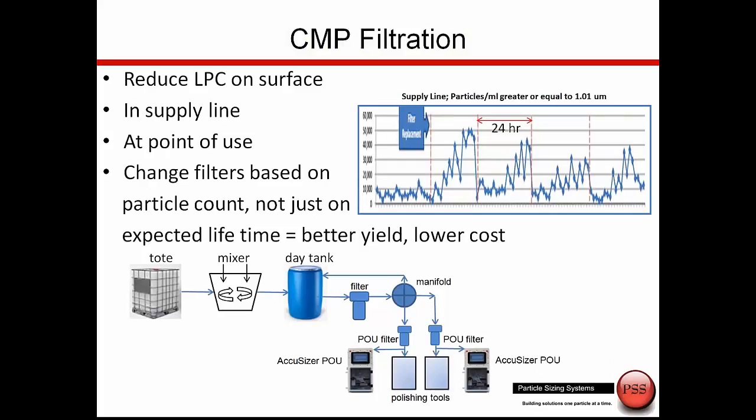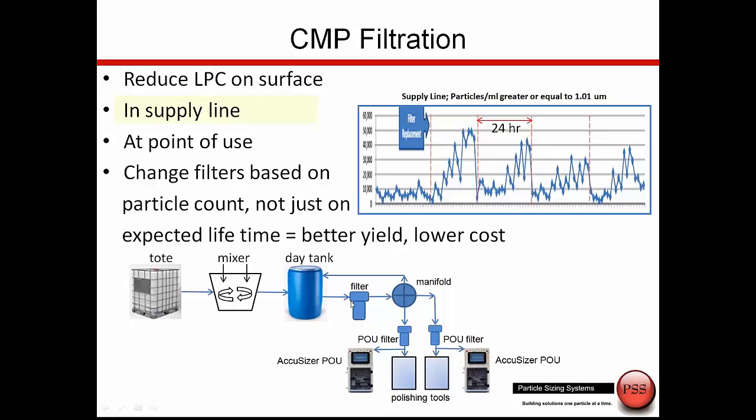Now let's look at some of the ways you would use this tool. We do filtration to reduce this large particle count so that these particles don't appear on the surface of the wafer. There are various places where we could do the filtration and do the monitoring. So maybe in bulk the CMP comes in something in a tote. It goes through a mixer, maybe there's DI water added because you're diluting it, or maybe some other chemicals. That's pushed over to a day tank, and then from here you're probably starting filtering, and then as it goes through a manifold out to the polishing tools, you probably have point of use filters here as well.